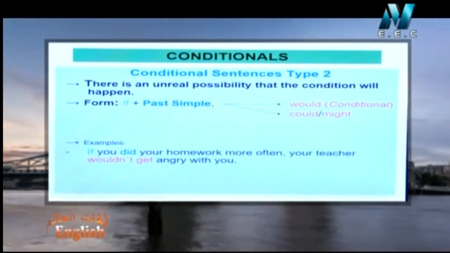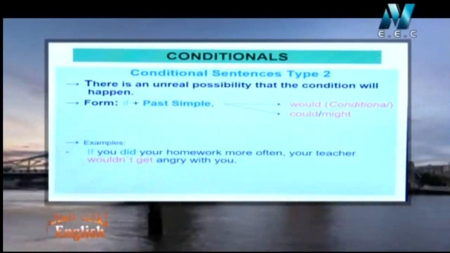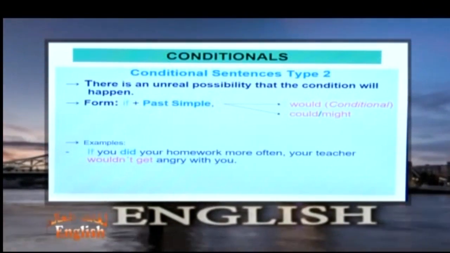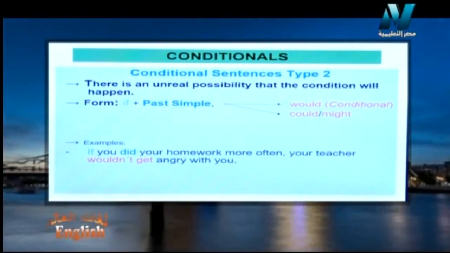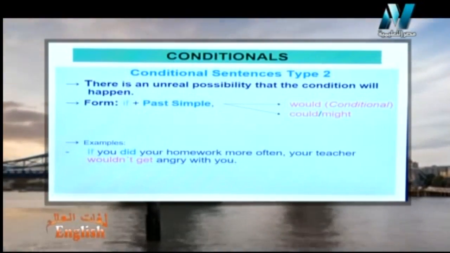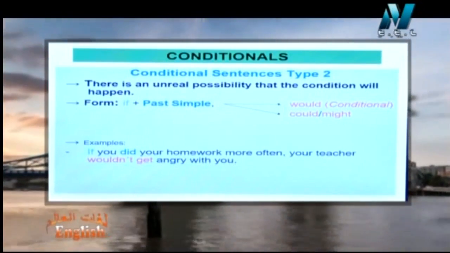Now we come to type 2. Actually this is different from type 1, because type 1 was possible. Type 1 talked about possible things, logical and reasonable, like advice. But here, in conditional sentence type 2, there is an unreal possibility that the condition will happen. There is no possibility, or it is almost impossible for it to be fulfilled.